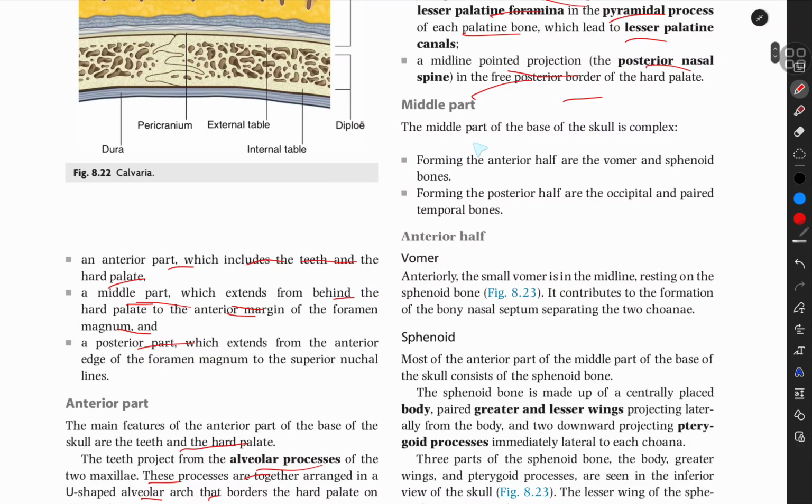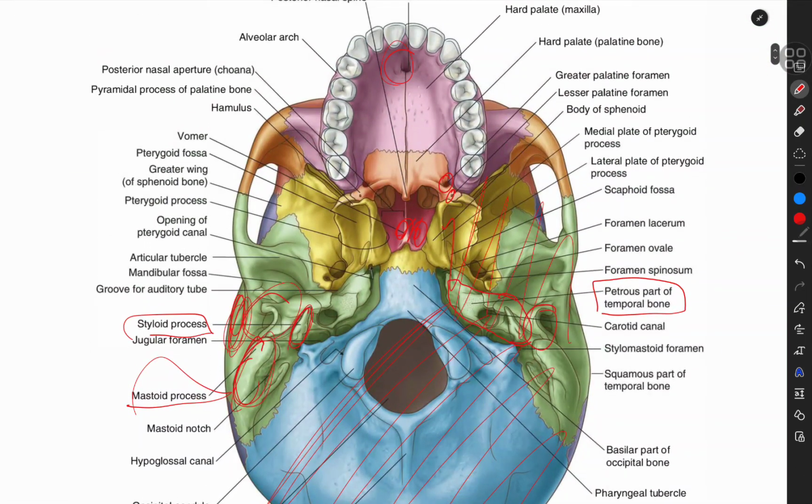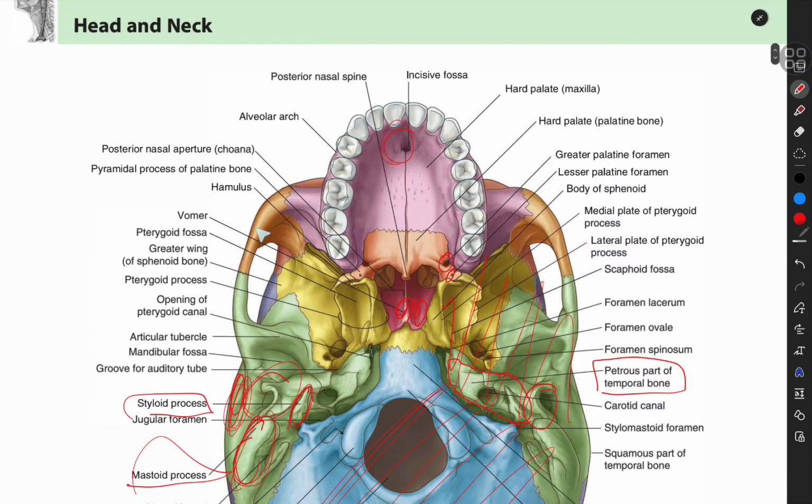The middle part of the base of the skull is complex, forming the anterior half are the vomer and the sphenoid bones. Okay, so vomer and the sphenoid bones. This is the vomer. That's what I'm talking about. Vomer and the sphenoid. This is the sphenoid.